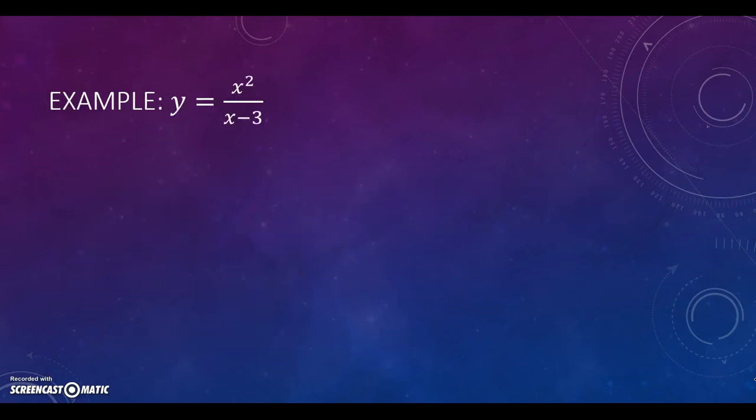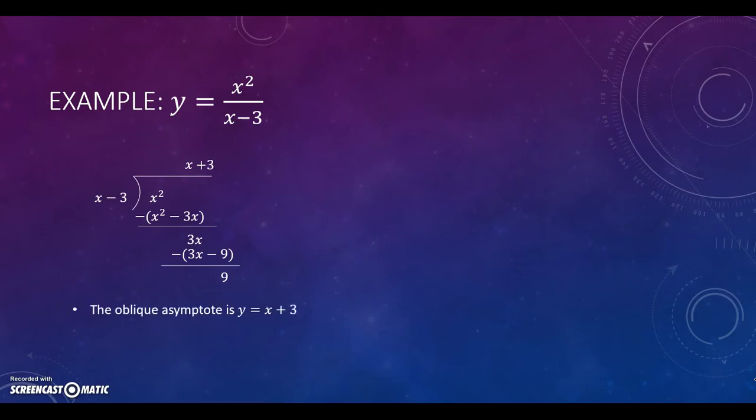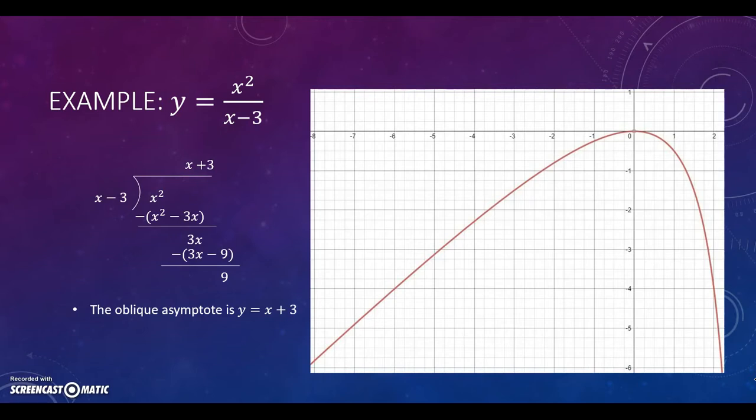Let's look at y equals x squared over x minus 3. To find the oblique asymptote, divide the numerator by the denominator. You get x plus 3 as a quotient, excluding the remainder, so the oblique asymptote is y equals x plus 3. If you look at the graph of this function, you'll notice that it is approaching this line. The remainder of this long division is 9. 9 can never equal 0 under any circumstances, meaning that there is no crossing point for this asymptote.